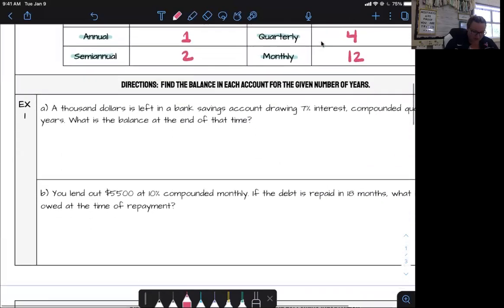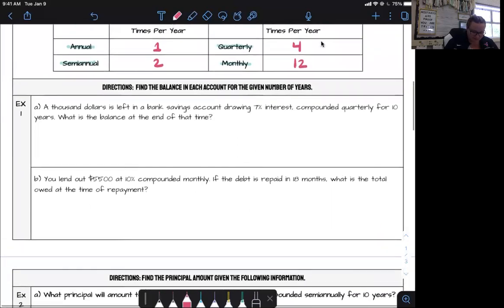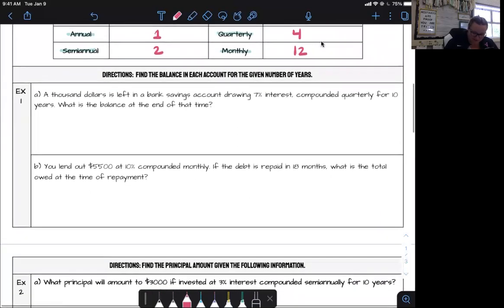Okay, so let's just jump right into an example. $1,000 is left in a bank savings account, drawing 7% interest compounded quarterly for 10 years. What is the balance at the end of that time? So again, our equation is A is equal to the principal times (1 plus the rate divided by n) to the n times t power.